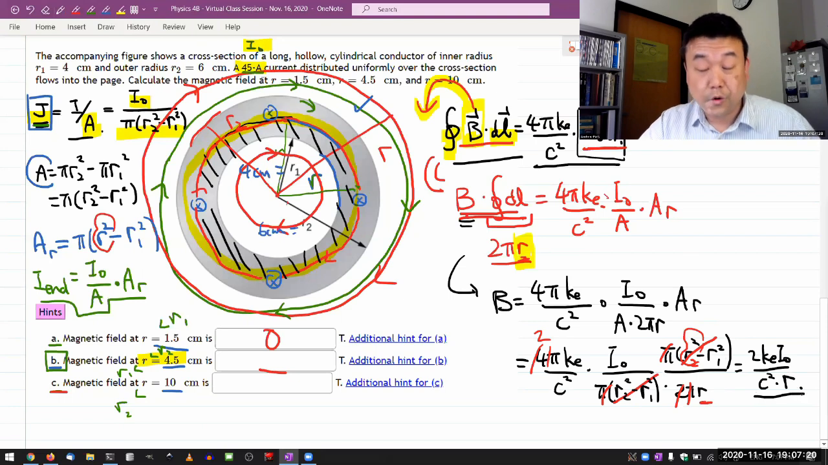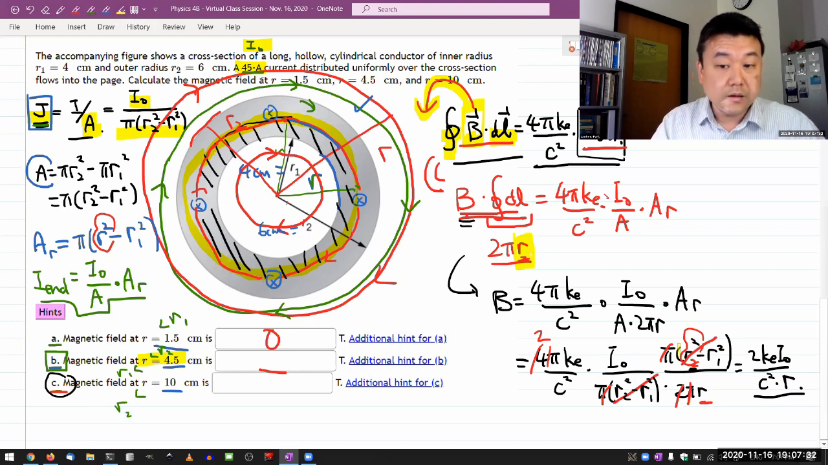That's the same formula as the magnetic field due to an infinite line of current, and that's what you get for part C. And it kind of simplifies that way when you carefully replace the quantities that you had in the derivation for part B.